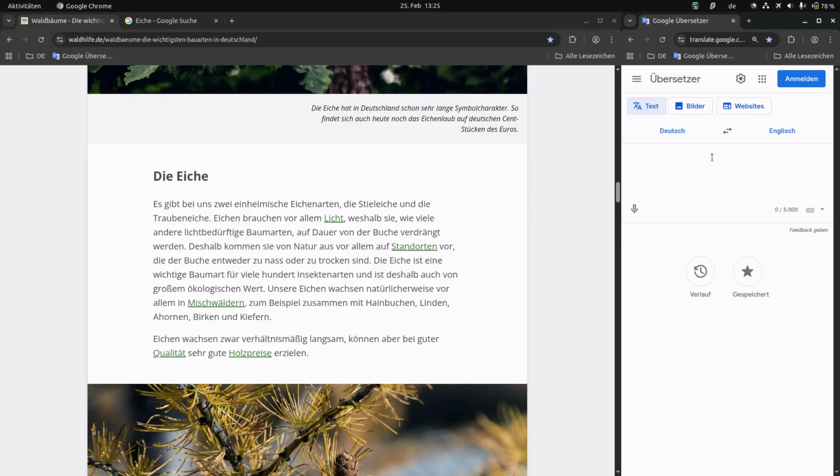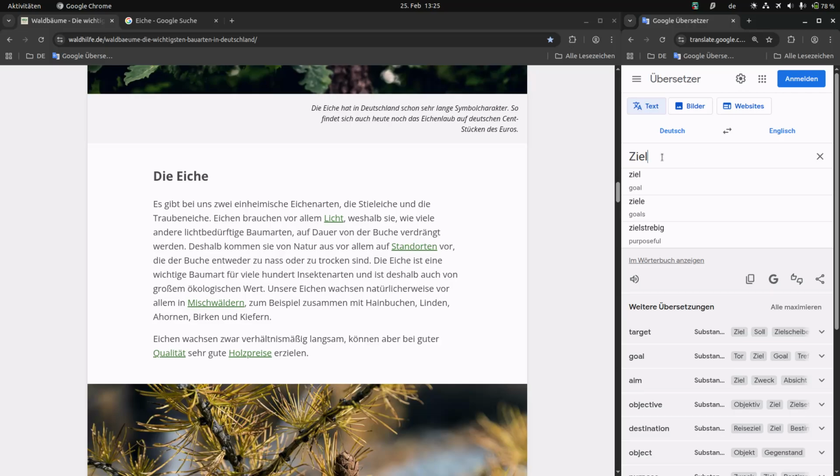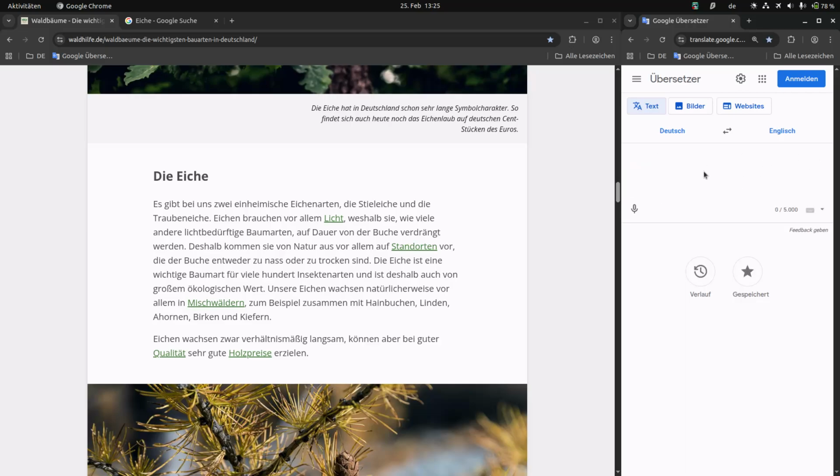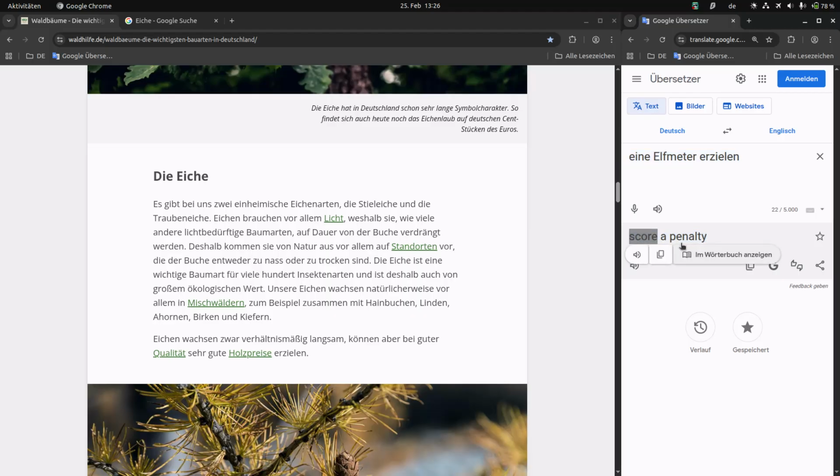Erzielen generally means, there is the word Ziel, which means goal. And erzielen basically means to reach a goal, I think. Like, for example, einen Elfmeter erzielen, I think, for the football fans among you. Like to score something, score a penalty. Score also indicates, I think, that something is being reached in terms of a goal.